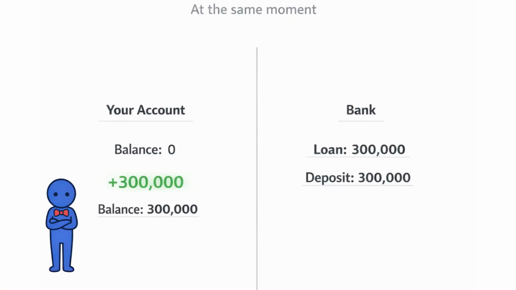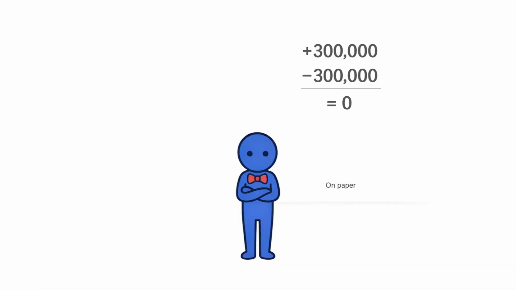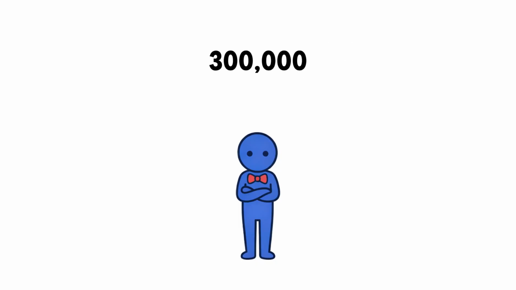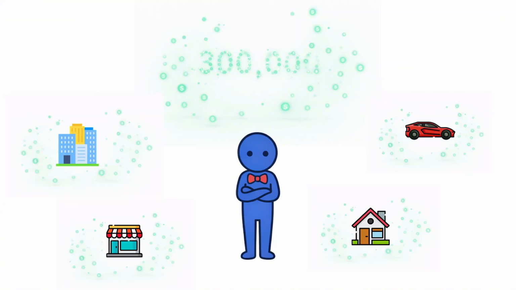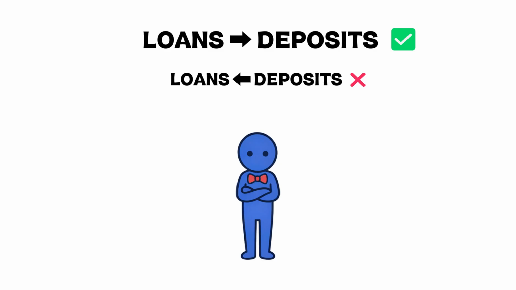When a bank extends credit, two things happen simultaneously. Your account shows a new asset, money you can spend. The bank shows a new liability, debt you owe. These two entries cancel each other out on paper, but from the perspective of the economy, something new has appeared. Purchasing power that did not exist before now circulates. Loans create deposits, not the other way around.